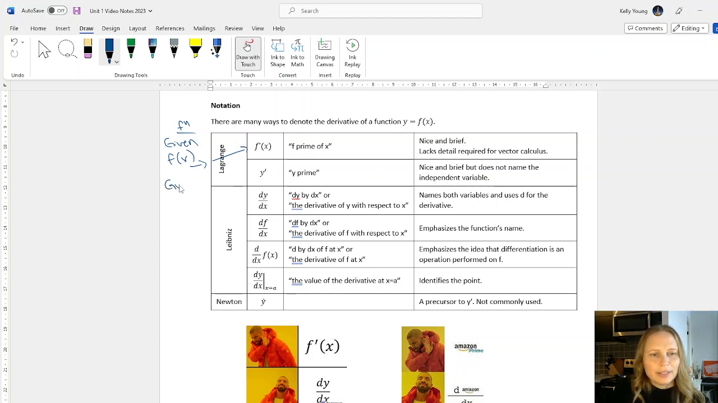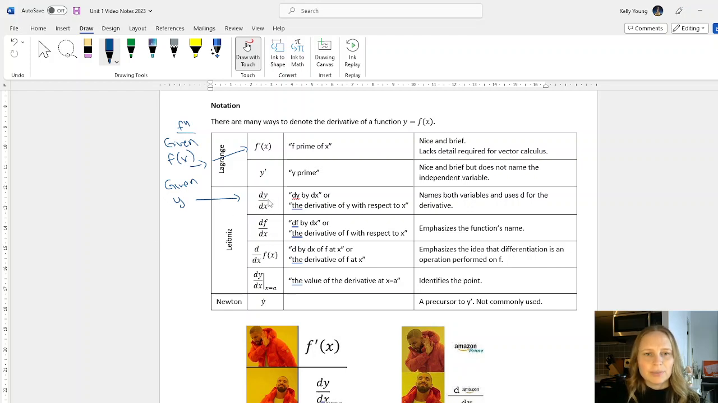If you are given the function as y equals, then you will primarily be using the Leibniz notation. So to read it, this is f prime of x, and sometimes you'll see y prime of x. The notation's nice and brief, but it does lack some detail.